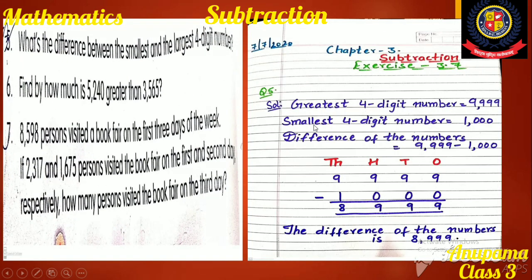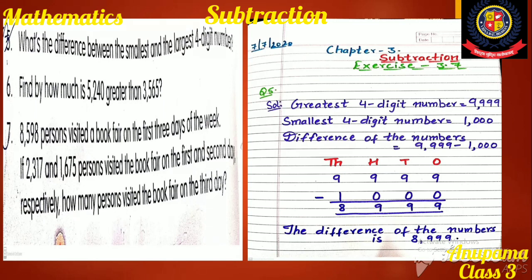Solution. Here is the solution. Firstly we will write the greatest 4-digit number. So before starting the question, you have to write today's date. Today is 7 July 2020, 7/7/2020. Then write down chapter 3. In the next line you have to write down the chapter name, subtraction, and in the next line you have to write down exercise 3.7. Now write down here question 5. No need to write the question, do the solution only. Okay, so writing should be neat and clean and the pencil should be sharp.